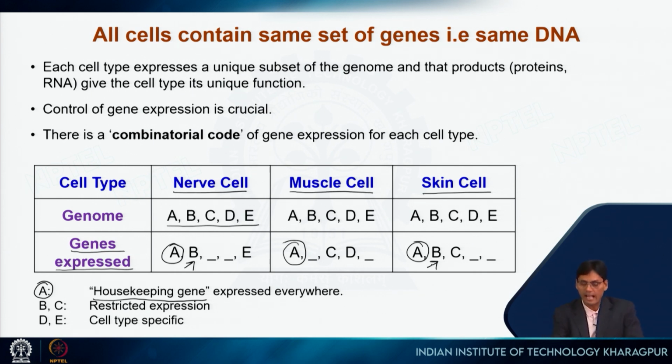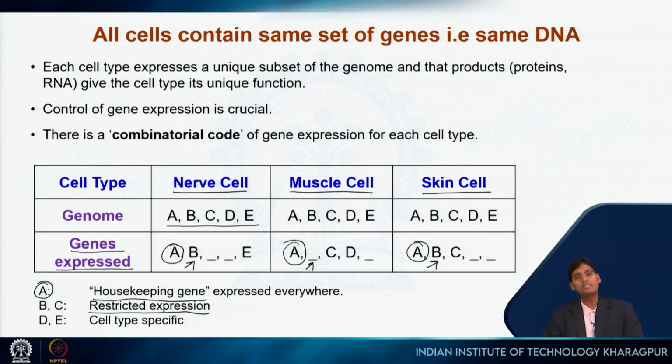But B is absent here in muscle cell. Muscle cell is produced from mesoderm. So, as you can see, they have some kind of restricted expression. That is why B and C have restricted expression.